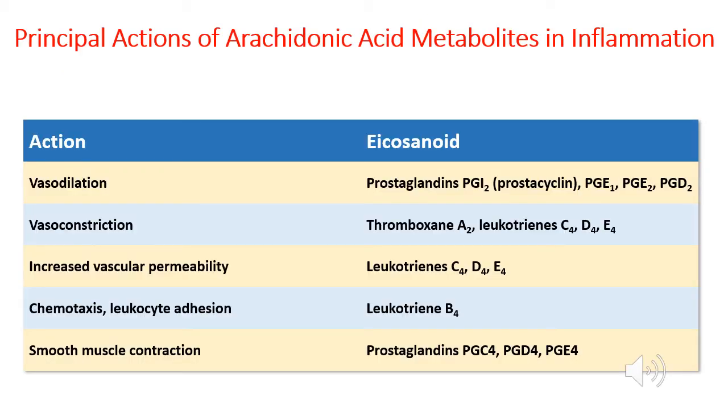Now, if we make a short summary of the principal actions of the arachidonic acid metabolites in inflammation, we see here that vasodilatation is mainly caused by the prostaglandins we discussed, whereas vasoconstriction is induced by thromboxane A2, which is one of the prostaglandins, as well as the other leukotrienes C4, D4, and E4. Increased vascular permeability is mainly induced by leukotrienes. Chemotaxis and leukocyte adhesion are induced by B4 as well as HETE, and smooth muscle contraction is induced by leukotrienes C4, D4, and E4. This is just a quick summary of the previously discussed aspects of these metabolites.